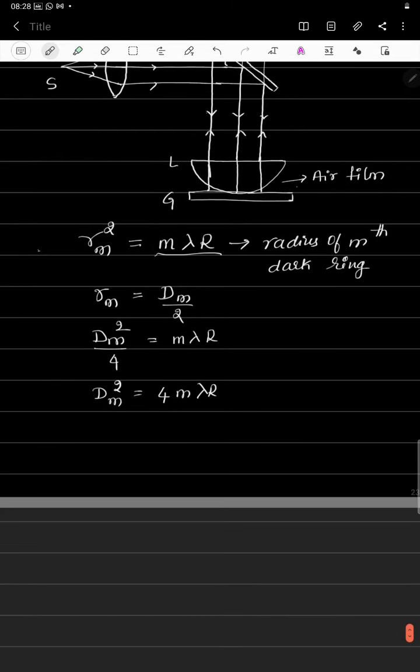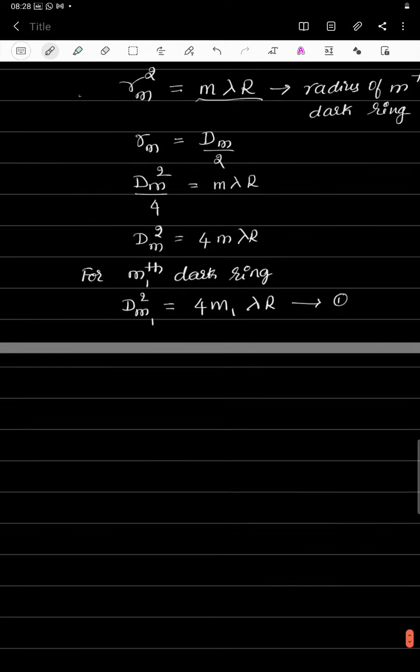So now, let us suppose there are two dark rings. I will denote m1 and m2 as the two dark rings. So for the m1th dark ring, the above equation I am going to write as dm1 square is equal to 4 m1 lambda r. These two are constant, and you call this equation 1.